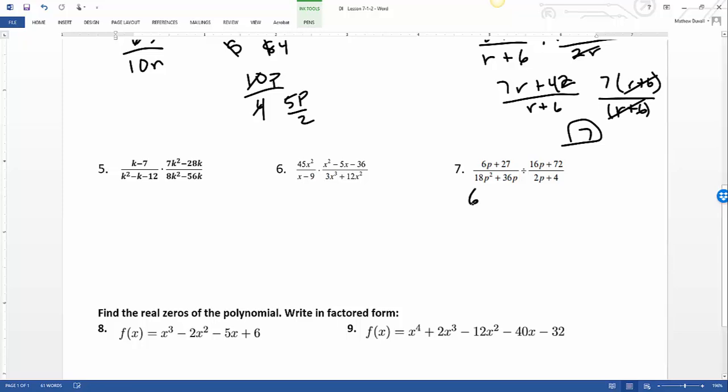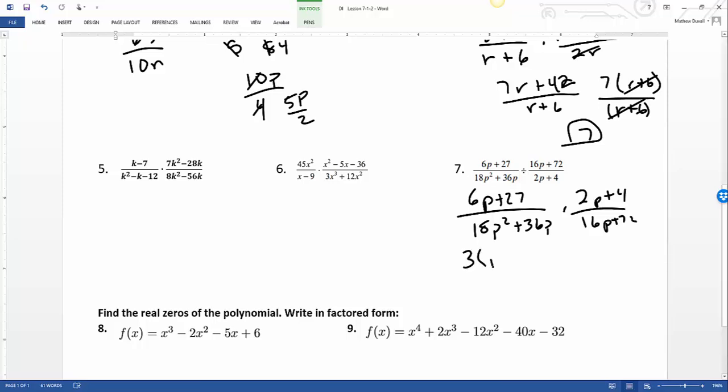For number 7, times 2p plus 4 over 16p plus 72. So you flip it to turn into multiplication. Then we can try and factor everything. So I can factor out a 3. So that's 2p plus 9. On the bottom, I could factor out 18p. So you get p plus 2. You can factor out a 2 here. So you get p plus 2.